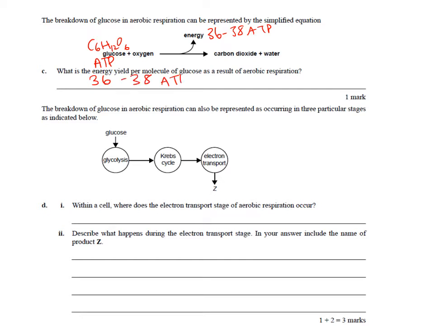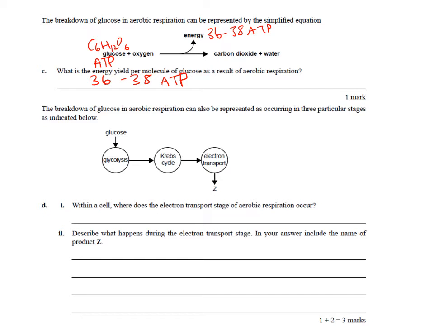In the examiner's report for this year, I believe they accepted either 36 or 38, but just to be safe, if you know the equation, write 36 to 38 and make sure you write ATP. It's really important that you write that. You can't just write 36 to 38.